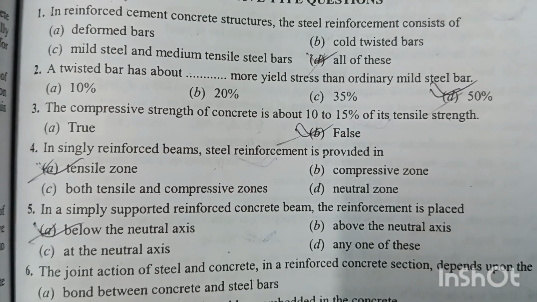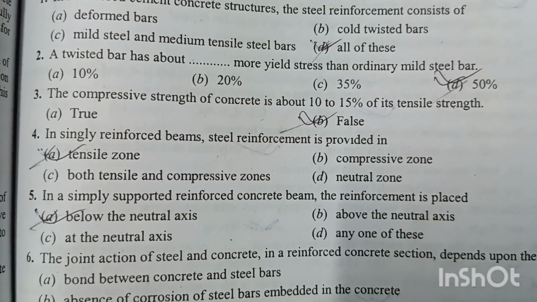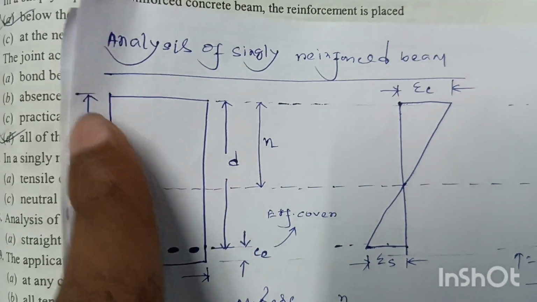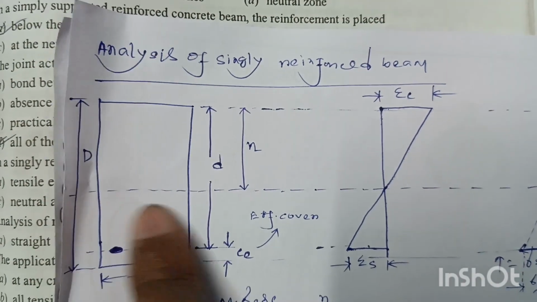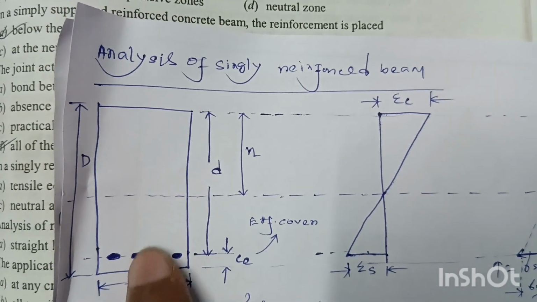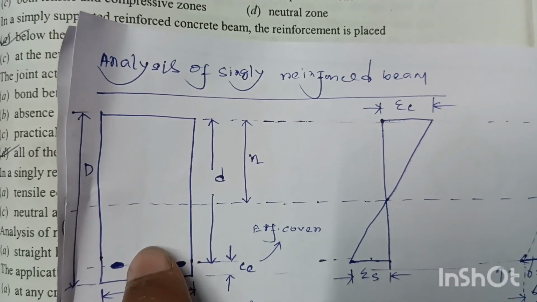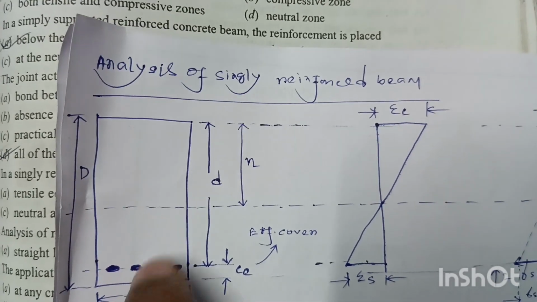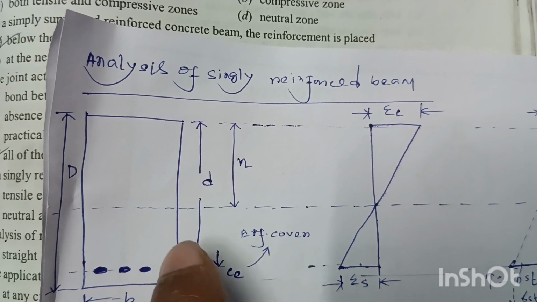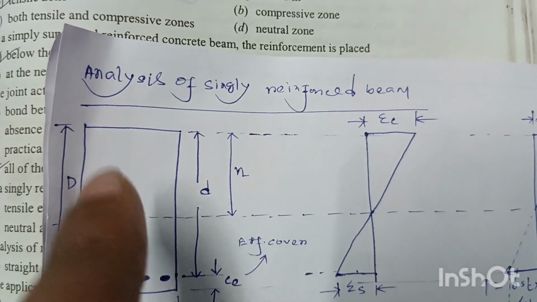Question number 4. In a singly reinforced beam, steel reinforcement is provided in the tensile zone. Option A is the right answer. This is an RCC beam of dimension D into B, and this is the neutral axis. Above the neutral axis is the compressive zone, and below it is the tension zone. If the reinforcements are provided only in the tensile zone, it is called a singly reinforced beam, and if they are provided in both zones, it is called a doubly reinforced beam.